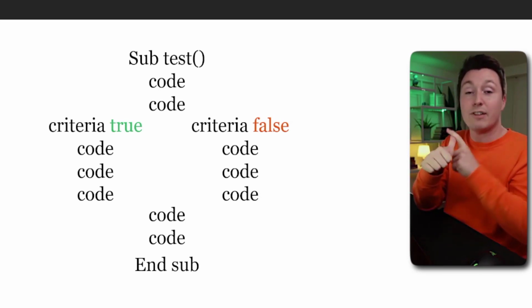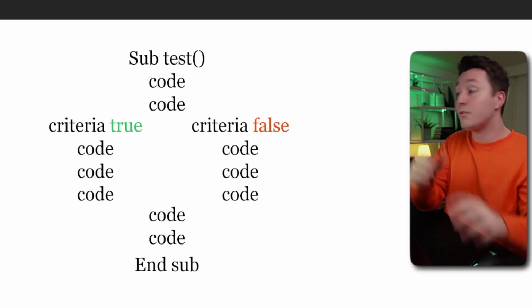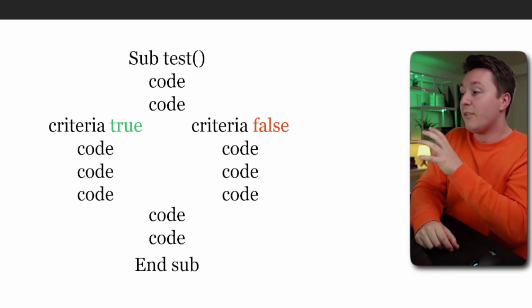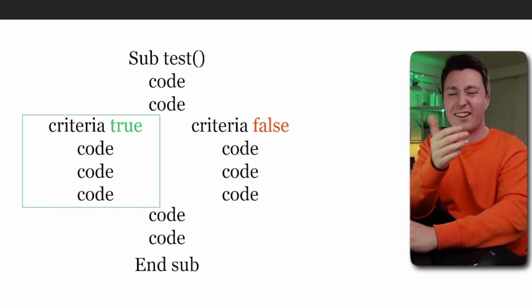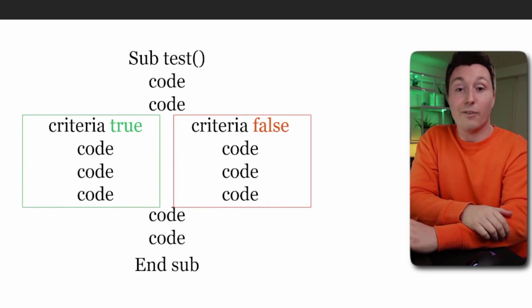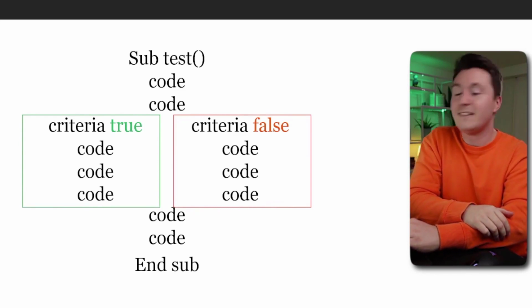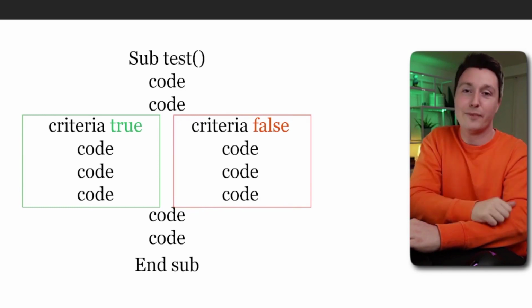And it looks at a criteria, just like the if function. It looks at a criteria, and if the criteria is true, then these things over here happen. But if the criteria is not true, if it's false, then these things over here happen. That's basically the if function, but it's called an if statement instead, and it's in VBA.